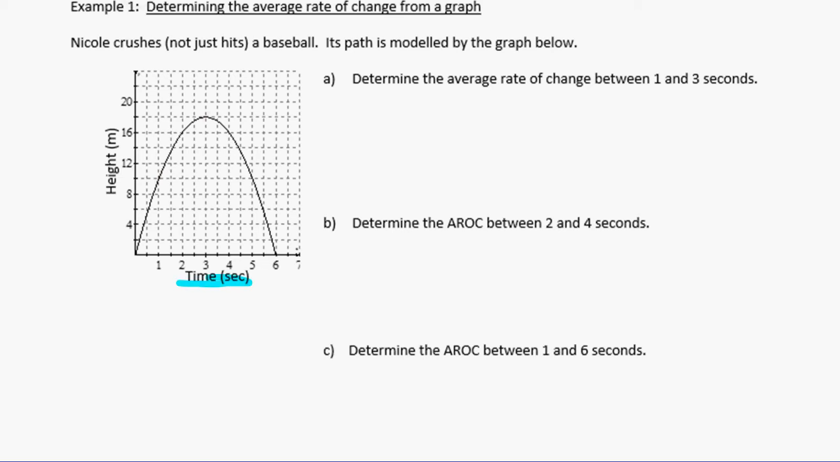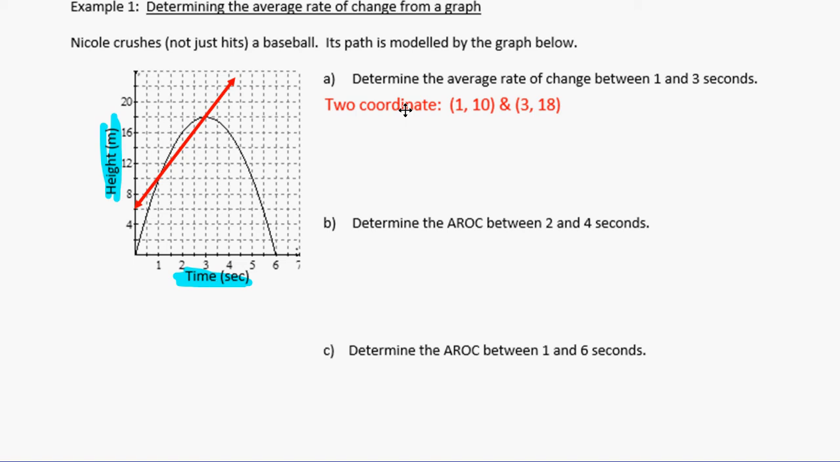You can see that our horizontal axis is time, our vertical axis is height, and we are going to find at 1 second the height of the baseball. How did we do that? Where's the dot? We can see here that at 1 it is 10, and at 3 it is 18. So record those 2 coordinates, (1, 10) and (3, 18).